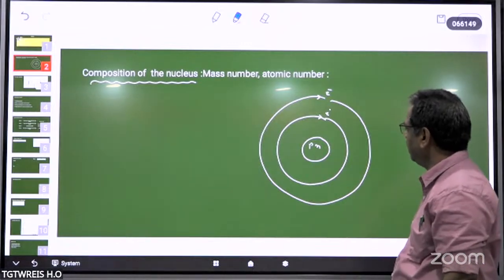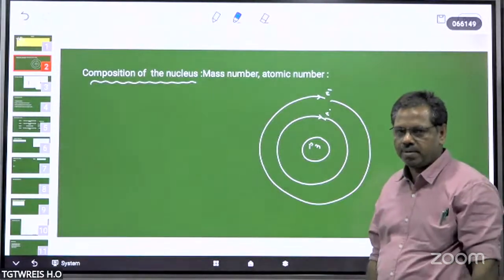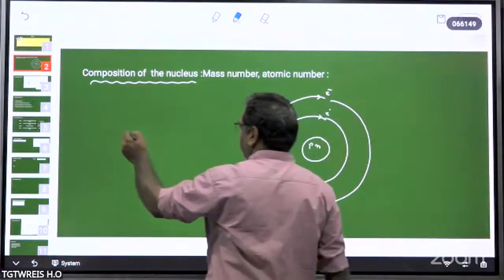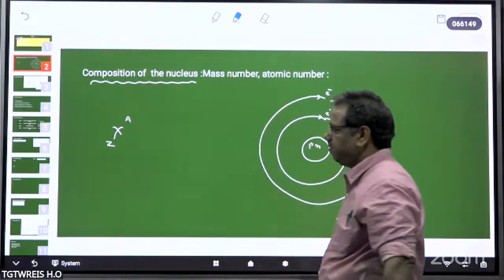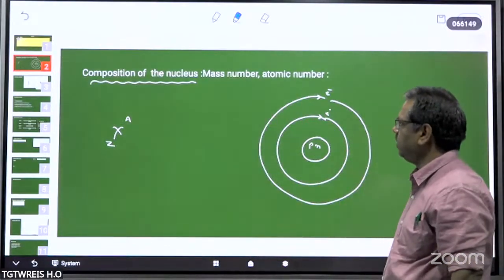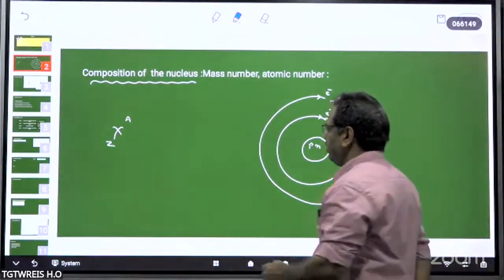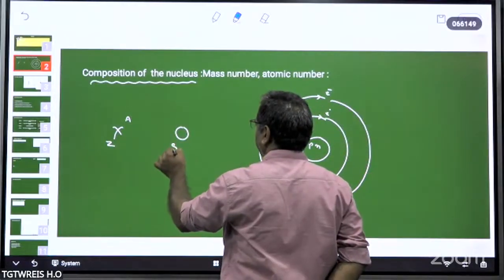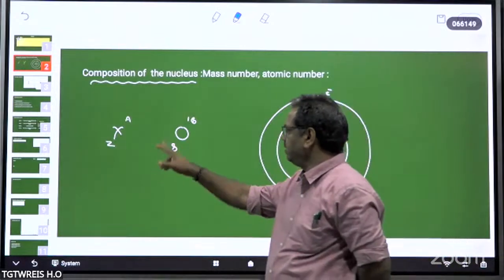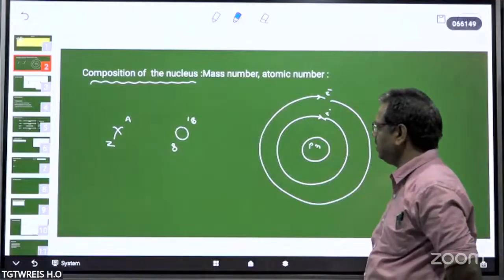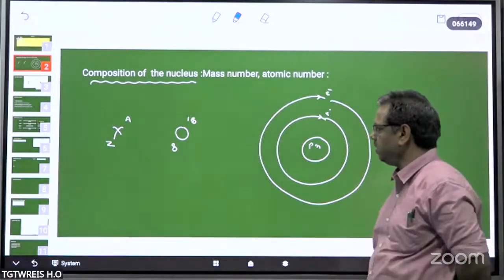Protons and neutrons. Then how to identify or mention a given element? Generally any element will be represented like this: X with Z and A, where X is the name of the element, Z is called the atomic number, and A is called the mass number. For example, oxygen 8, 16. Here in the place of X, I have written O, which tells the oxygen atom. 8 is the atomic number, and 16 is the mass number.